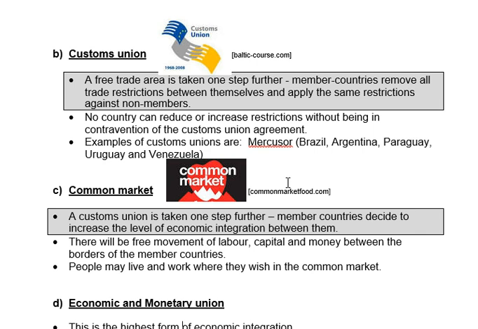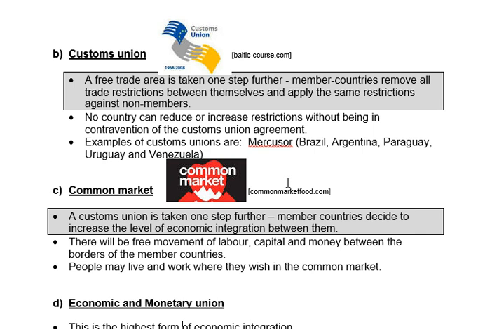All right, so that just takes it one step further, where there's a free flow of goods and services between member countries, and member countries also use the same restrictions in terms of trade with non-members. Okay, so no country can reduce or increase or change those protectionist measures without being in contravention of the customs union agreement. So if we have a customs union, then we have to agree with all the other member countries how we are going to deal with trade with non-members.